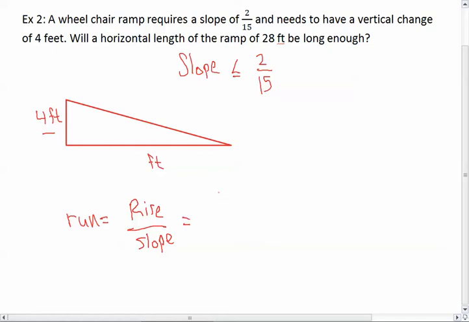I have a rise of 4 feet divided by a slope of 2 over 15. Put this into your calculator. What's 4 divided by 2 over 15? I think you have to use your brackets. Just remember, when you're putting it into your calculator, you can do 4 divided by bracket 2 over 15. We'll get 30 feet. So do we have enough room? We need 30 feet in order to do it. But do we have 30 feet available? No, we only have 28.